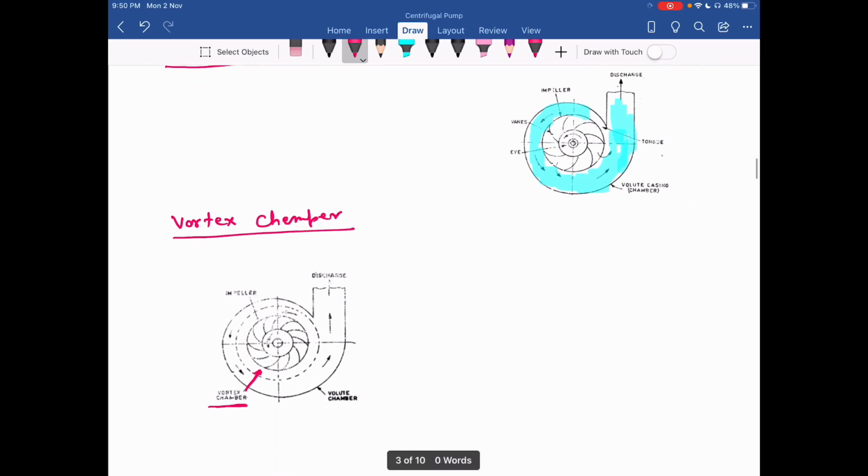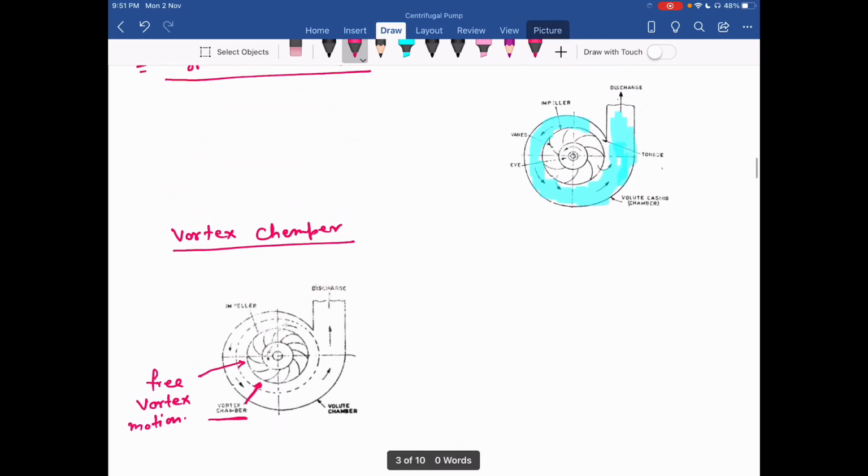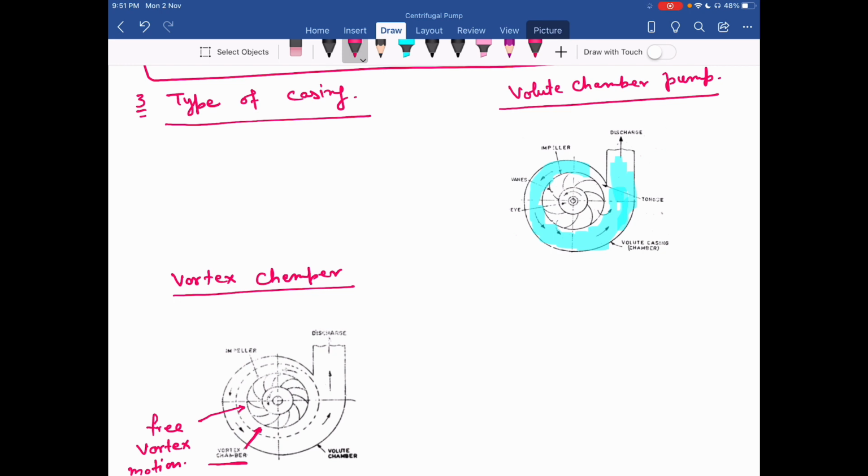Okay, so this is my vortex chamber. Here the rotation in the vortex chamber is free vortex motion. The third type of pump, depending upon the casing, is the diffuser pump.